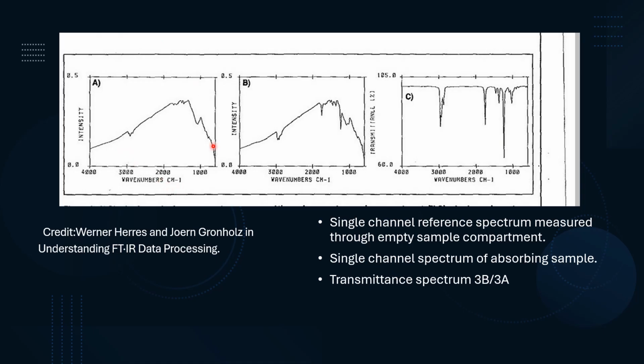Here we can see three spectra. The first is the single channel reference spectrum measured through the empty sample compartment. The second is the single channel spectrum of the absorbing sample. And the third is the combined result, the transmittance spectrum, that is obtained by combining these two or comparing these two data.